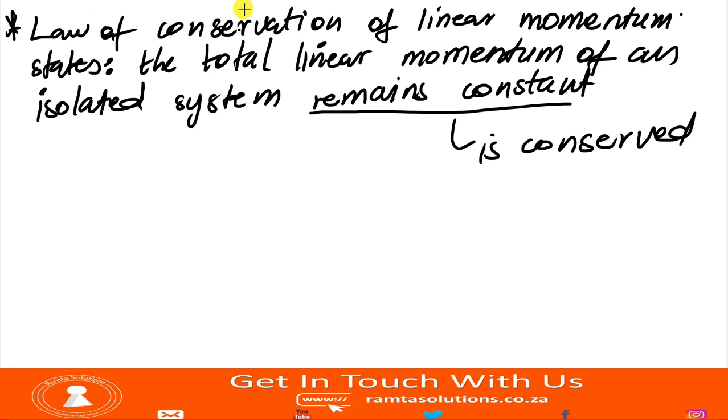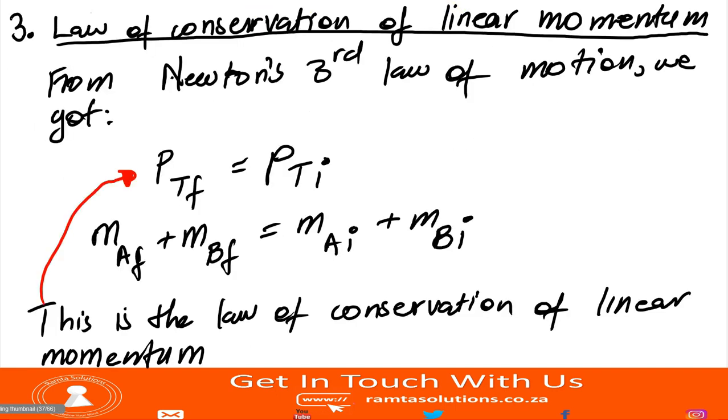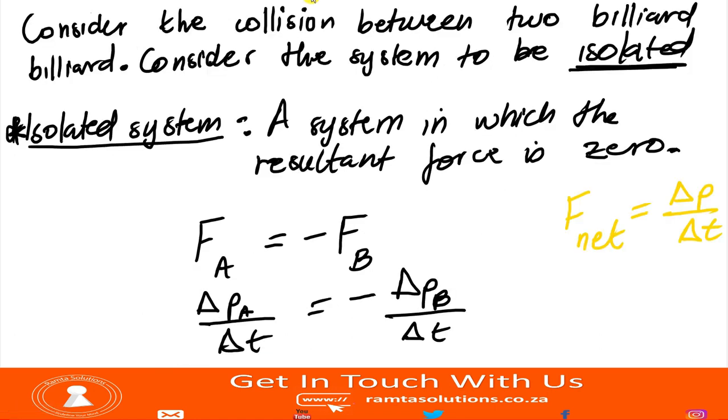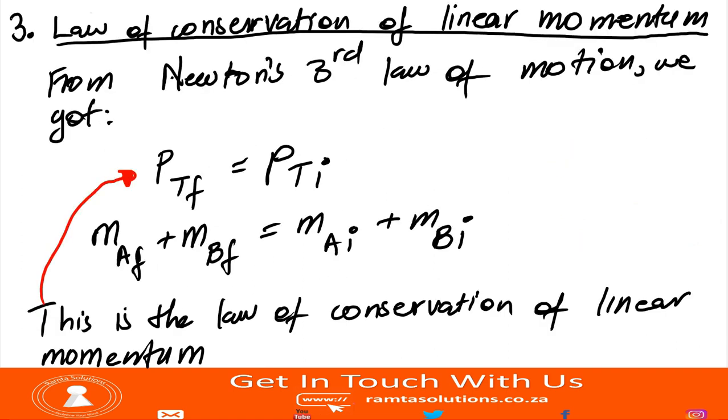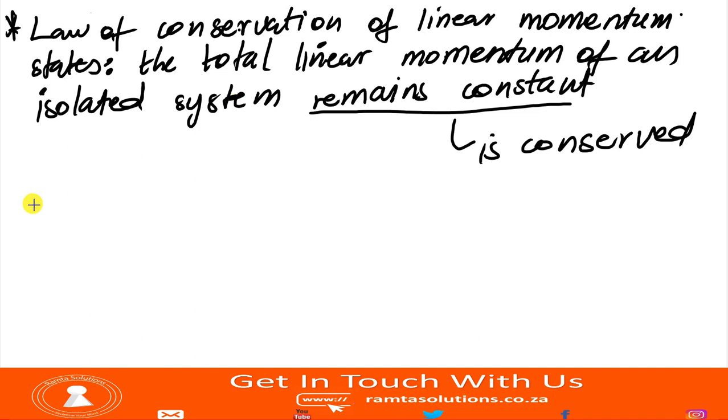Okay, I need to go back to a point that I want to highlight. We said an isolated system is a system in which the resultant force is zero. Remember, when we talk about resultant force, we're talking about the sum of forces, right? So let me write in red. Is the system isolated? I think I should bring this point up. Is the system isolated?